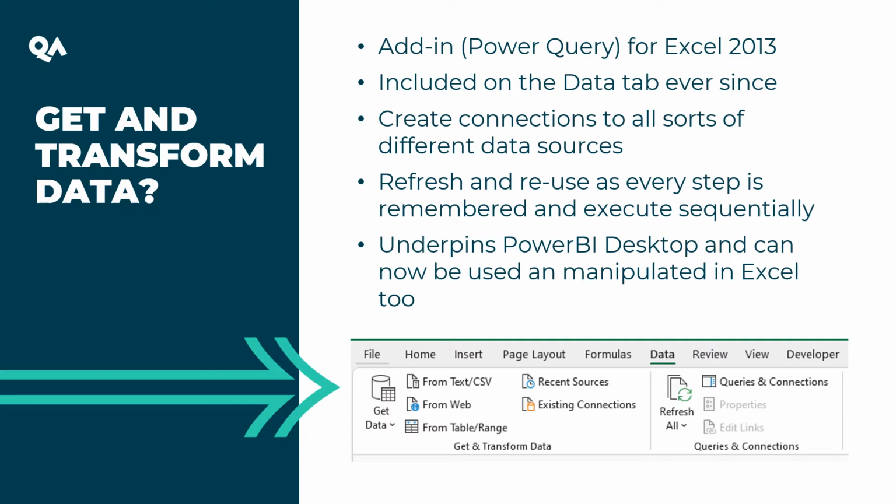So the Get and Transform Data feature, relatively new to Excel, first seen in the 2013 version as an add-in called Power Query. Since then, it's been included as part of the Data tab in the 2016, 2019, 2021, and of course the subscription cloud-based Excel 365. Not available in the lighter web version, so this would only be part of the desktop version of the Excel software. We use it to create connections to all sorts of different data sources.